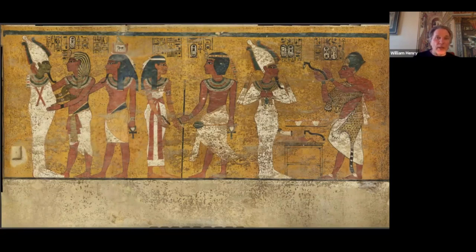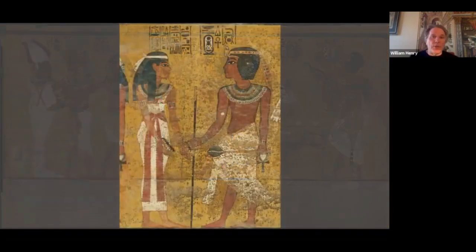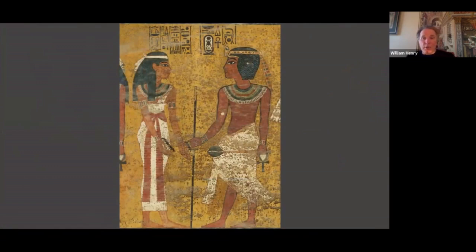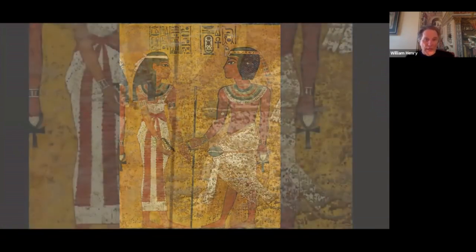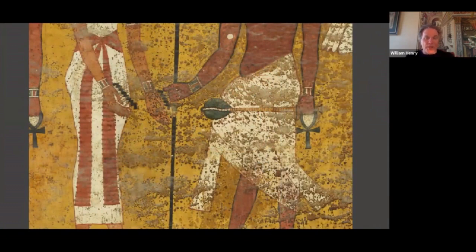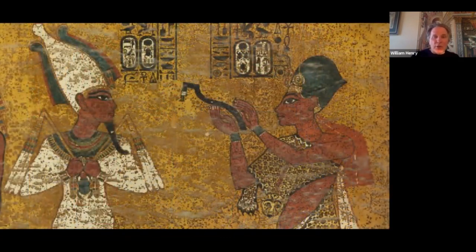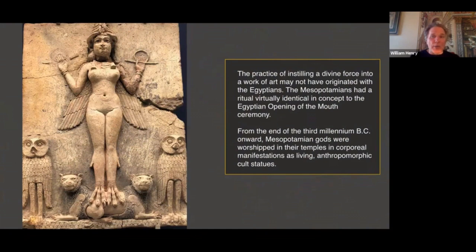And this is what we see in this scene from the tomb of King Tut, where he is the one going through this opening of the mouth initiation. And Isis is taking part. And look at the symbol of the squiggly line coming out of her hand. That has to symbolize frequency or vibration that she is transmitting to Tutankhamun. And here's the actual opening of the mouth ceremony where the inanimate object is now being infused with the spirit of Tutankhamun.